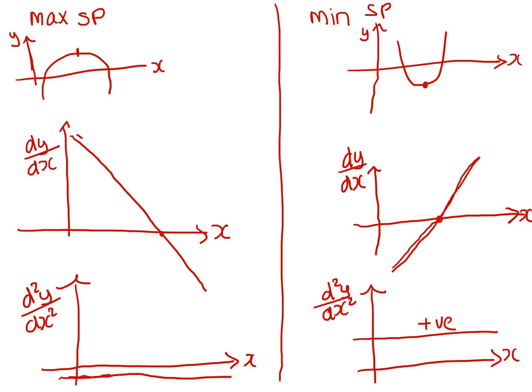It's positive, and it means we had a minimum curve to start with. And if d2y/dx squared here is negative, that means we had a maximum curve to start with. Hopefully it makes a bit more sense. If d2y/dx squared is negative, then it was a maximum. If d2y/dx squared is positive, then it's a minimum. That needs remembering.